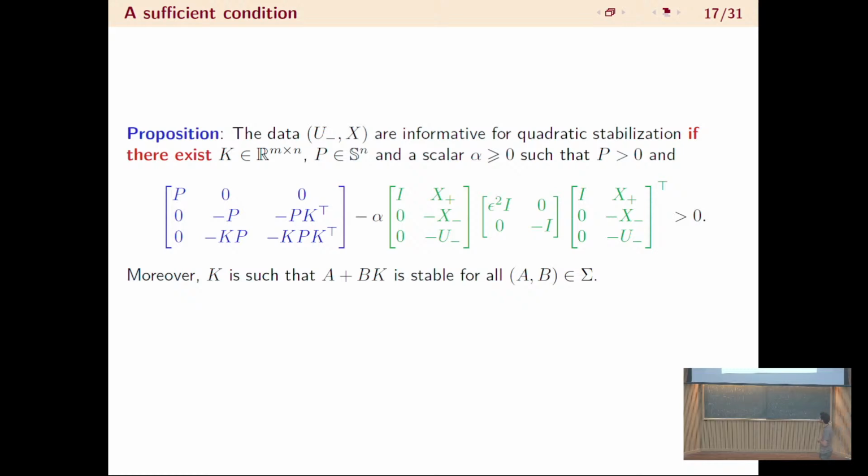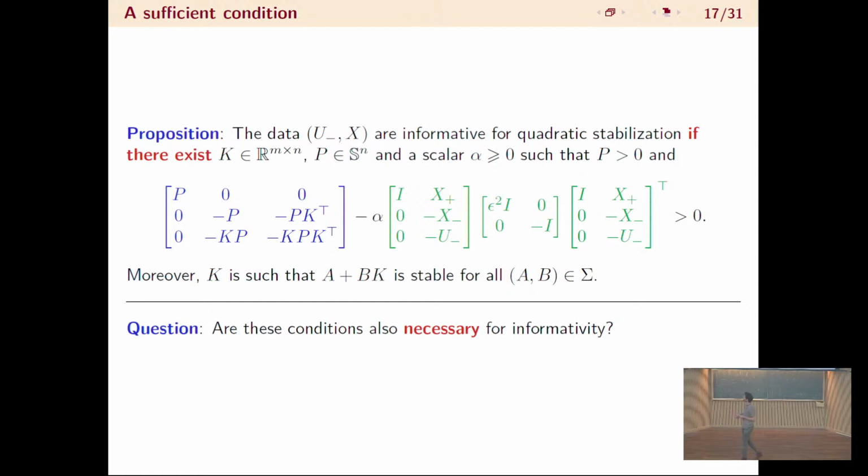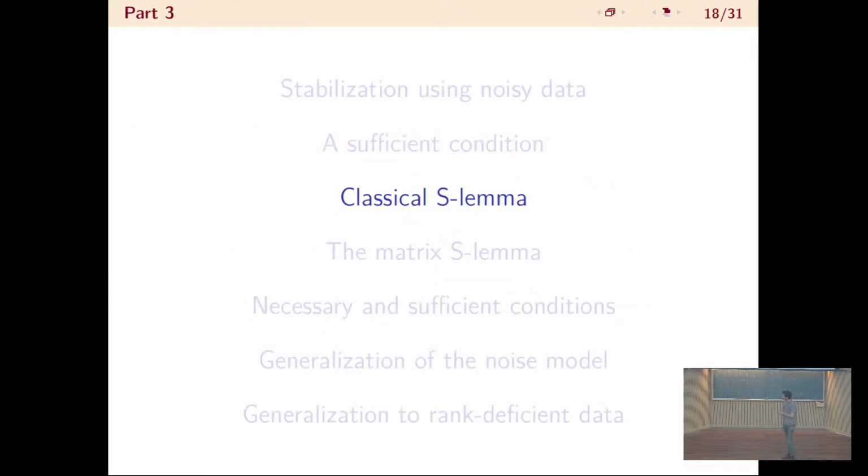Well, but so far, the proposition that we have established is only an if condition. So we have now a sufficient condition for informativity for quadratic stabilization. At the moment, it's not clear whether this is also necessary or not. So the big question is, are the conditions that we just obtained also necessary? Well, the answer to that question is not so easy. In fact, we need some tools to find that out. For that, I need a matrix version of the S lemma. But to start, I want to start just with the classical version of the S lemma.